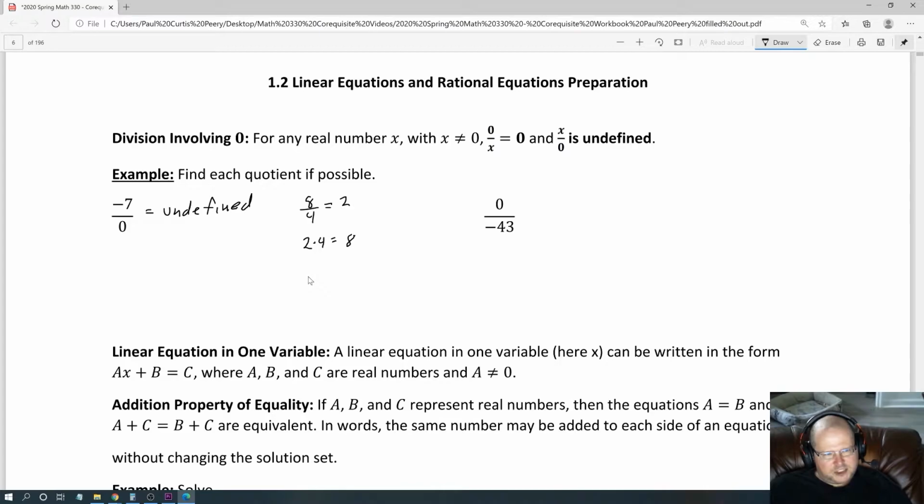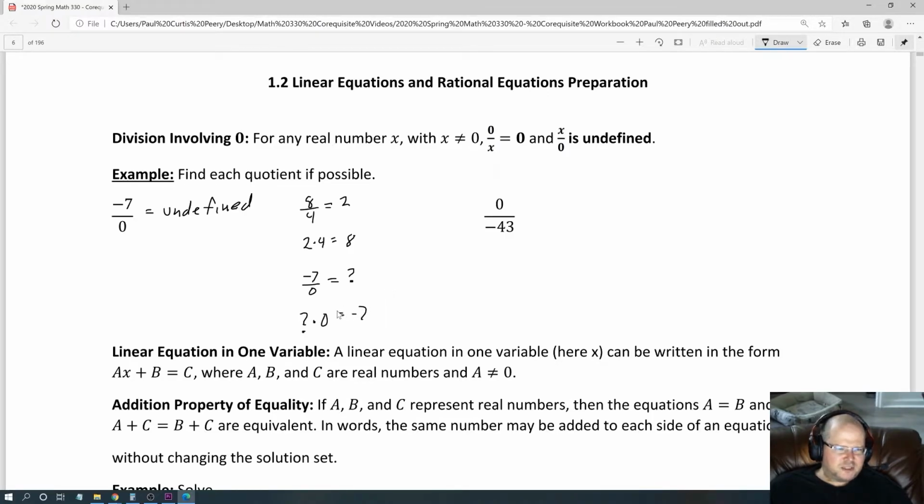Let's say we ask the question, what is negative 7 divided by 0? Because we're asking, what multiplied by 0 would give me negative 7? Uh-oh, the pattern breaks down, right? What times 0 is equal to negative 7? Well, it's undefined. That doesn't really work, does it? So that's one way of looking at it.